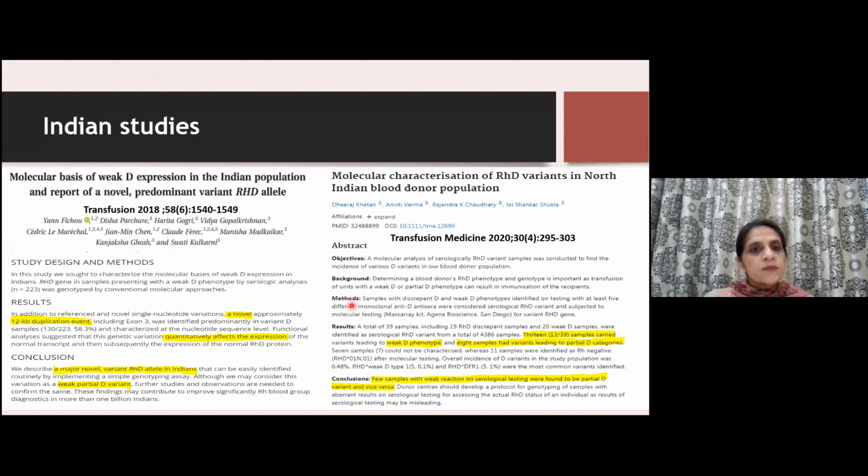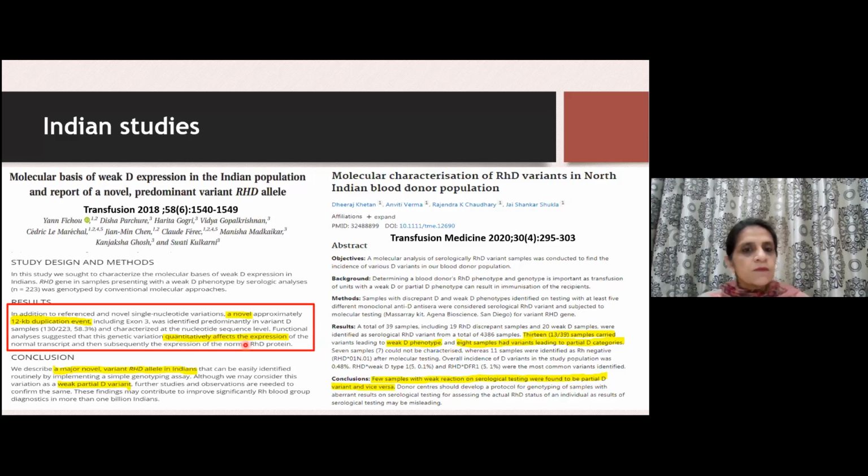Now coming to Indian studies on the D variants, different studies have been conducted. In this study, which was conducted in Western India, the authors identified a major novel variant RHD allele in Indians, and they coined this as a weak partial D variant, because in this case, we saw that there was a 12 kilobase duplication event which included exon 3, and this led to a quantitative difference in the expression of the D proteins, the quantitative decrease in expression in addition to a duplication event. So that is why they considered this as a weak partial D variant, and this was found in 58% of the 223 samples that they studied.